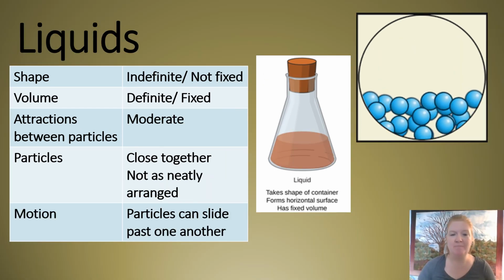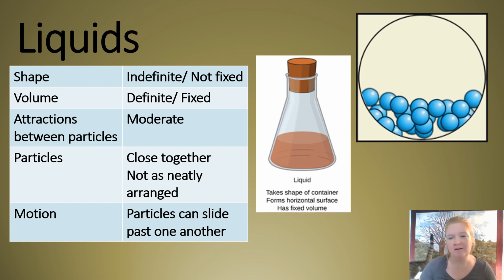All right, so let's look at liquids. Liquids, the shape is indefinite, meaning not fixed, not definite. The volume, on the other hand, is definite or fixed. The attraction between the particles is moderate. The particles are close together, but they're not as neatly arranged. So you can see that again in the GIF. What you can also see is the motion. The particles can slide past one another.